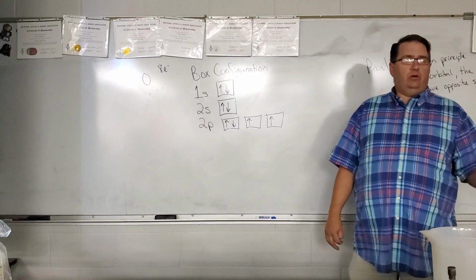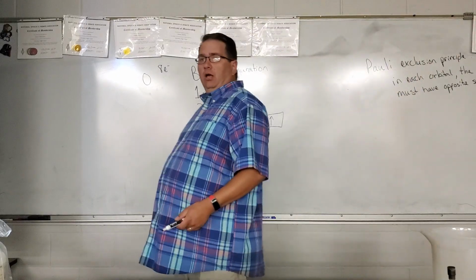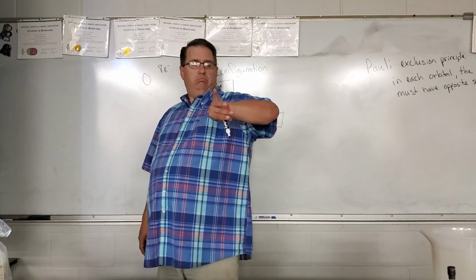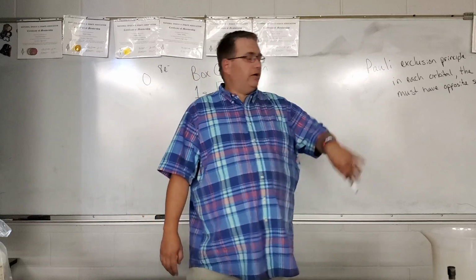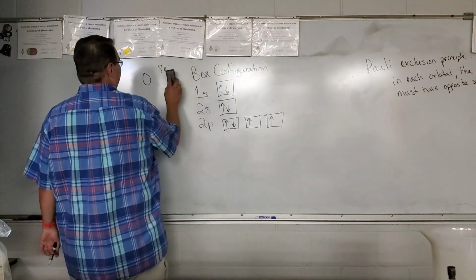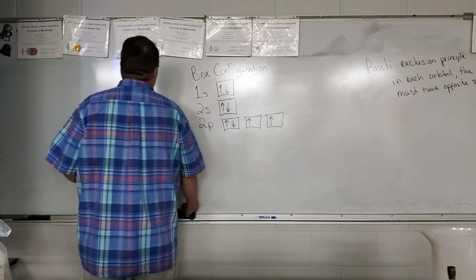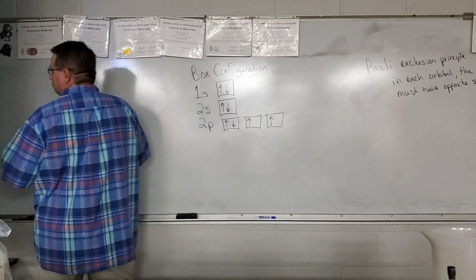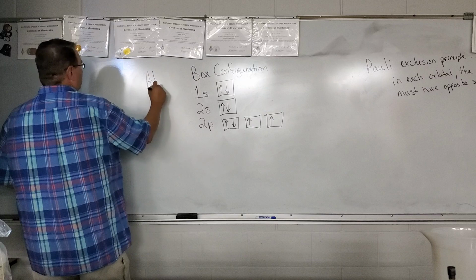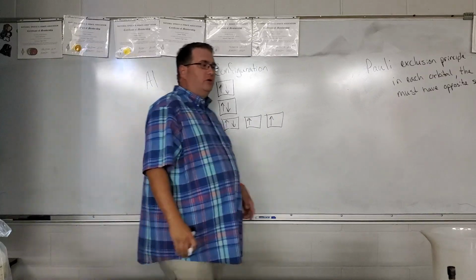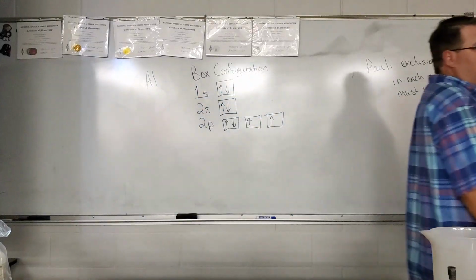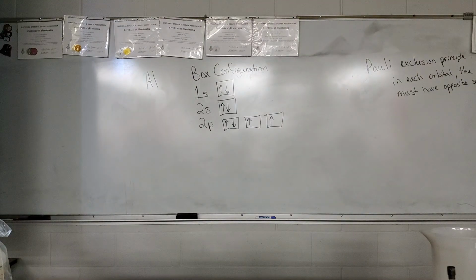Alright, let's do another one. We don't have enough time. Alright, homework then. Your homework is the box configuration for aluminum. Okay. Alright? That's your homework. Get started on that. Look that up. How many electrons? It has 13. What are we supposed to figure out?